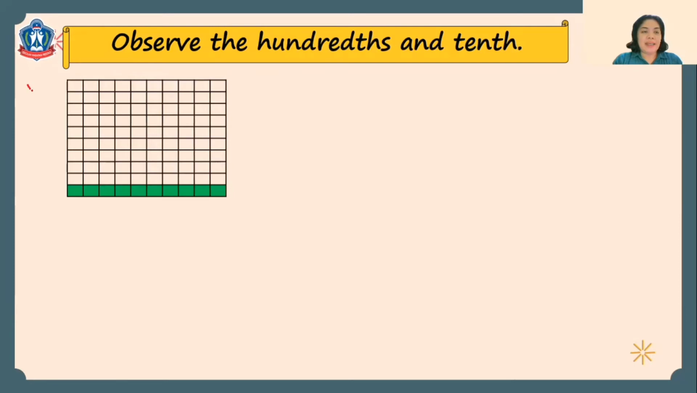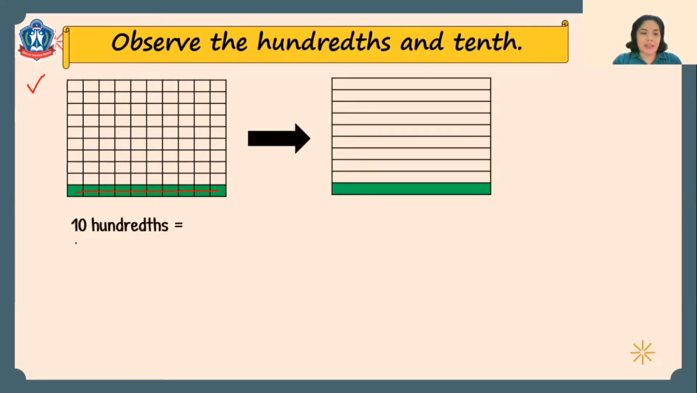Now try to observe these hundredths and tenths, children. This one is divided into 100, and there are how many parts shaded with green? Yes, 10. So this is 10 hundredths. How about this one? How many parts is this bar divided into? There are 10 parts, and out of 10 parts, 1 part is shaded with green.